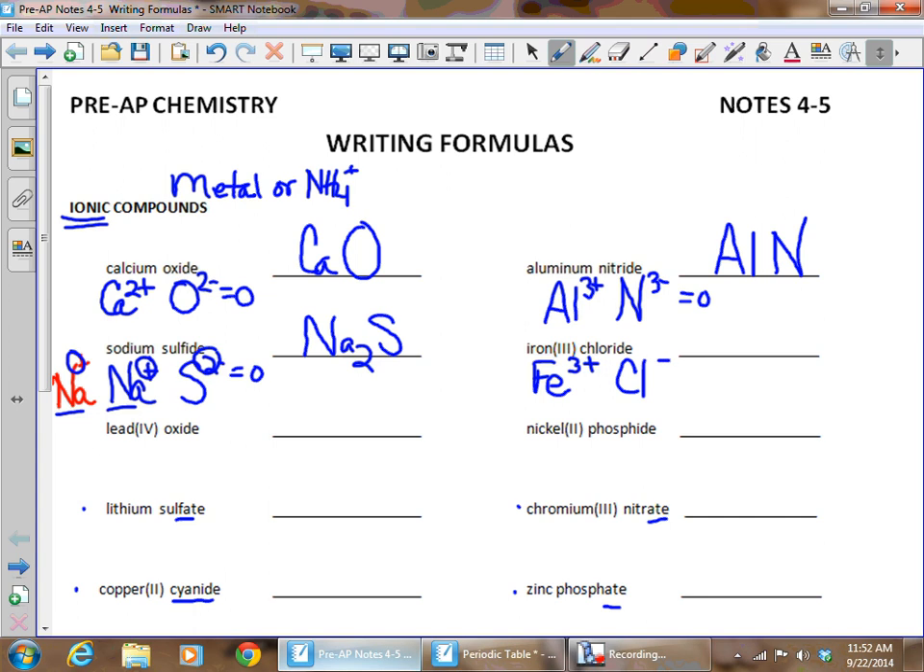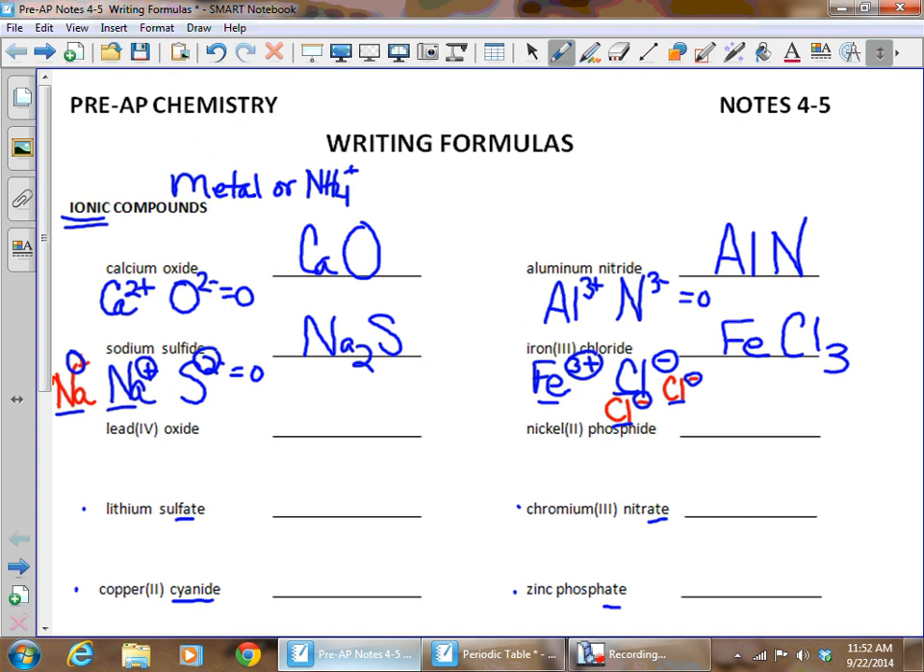So we've got 3 positives but only 1 negative. How are we going to fix that? We're simply going to need more chlorines. We need another negative charge and yet another negative charge. If we have all 3 of those negatives, we'll now have 1, 2, 3 negatives and 3 positives. That balances out. So we know that this compound has iron and chlorine in it. We've only got 1 iron, but we've got 1, 2, 3 chlorines. So that's going to be the formula for our iron 3 chloride, FeCl3.